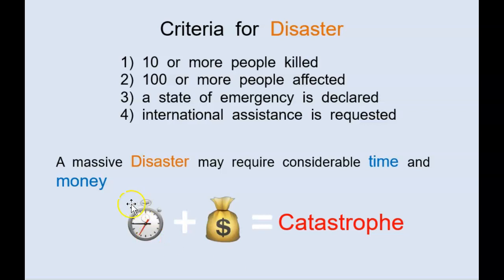But again, the amount of time and the amount of money that is needed for a disaster to become a catastrophe is not objective. There's not a particular set of time or money. It's really up to the place and up to the natural process that happened. So again, that criteria is very definite when you declare a disaster. You need one of those four conditions. But the criteria is not clear when you are declaring a catastrophe.